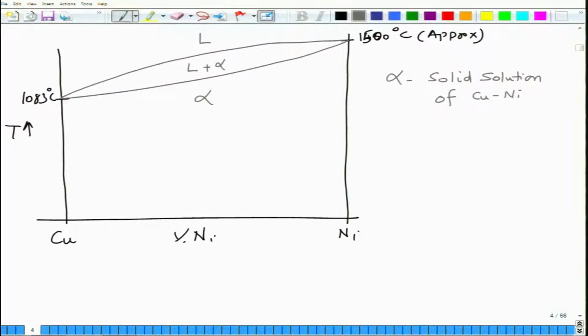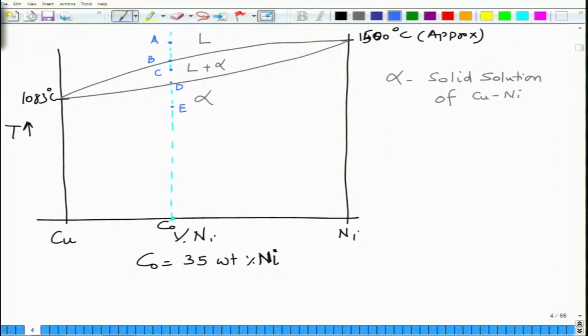Now let us look at the evolution of phases. Let's first look at an overall composition of about 35% nickel. So let's say we are at this point. If I draw a vertical line at this point, this is C naught, and C naught is 35 weight percent nickel. We will look at the phase formation in such a manner that we are at point A here, point B here, point C somewhere here, then point D, and then point E somewhere here.